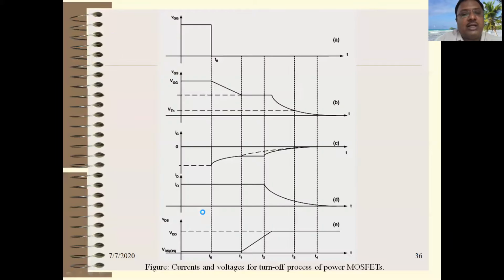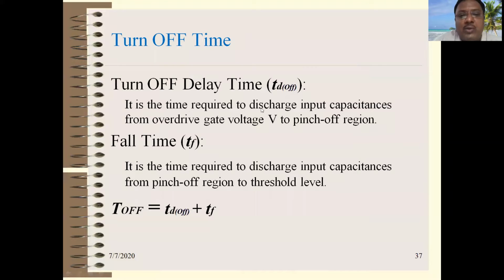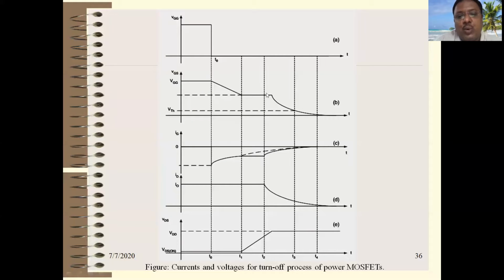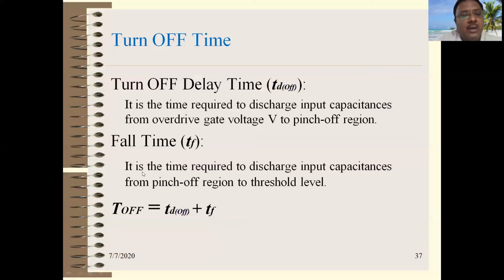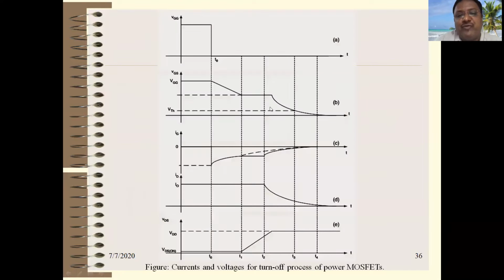If you see turn off time, it is the time required to discharge input capacitances from overdrive gate voltage to the pinch off region, right? So that is first called the turn off delay time. It is the time required to discharge input capacitances from overdrive gate voltage to pinch off voltage. And last, fall time. Fall time is the time required to discharge input capacitances from pinch off region to threshold level. So this is basically called the fall time, right?